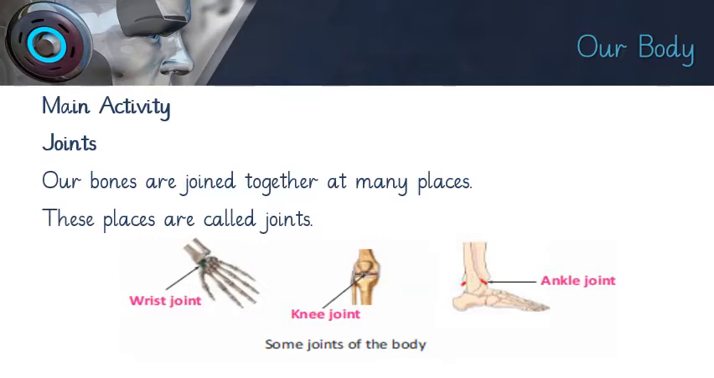Coming towards the topic of today's lesson, joints. Alright children, what are joints? Our bones are joined together at many places. If you observe the given picture, you can see wrist joint, knee joint, ankle joint. The place where two bones are joined is called a joint. And joints help us to move our body parts.